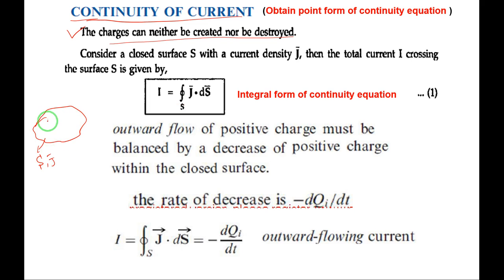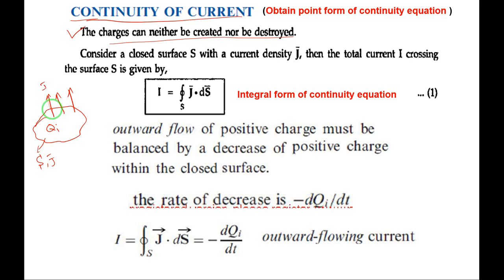Charges are present. The flow of charges constitutes current. The charges within, let me call it Qi, the positive charges, are there within this enclosed volume or closed surface. Let me assume that the charges are flowing in this direction. The flow of charges constitutes current, so current I is flowing in this direction. As the charges are flowing outside this closed surface, there is a decrease of positive charges within this enclosed surface or volume.